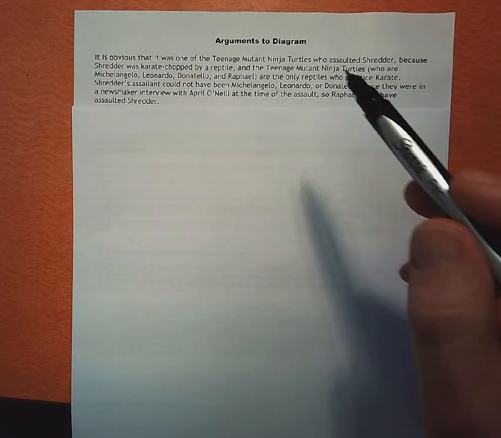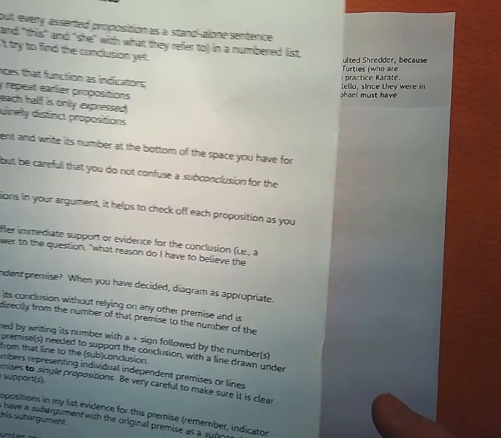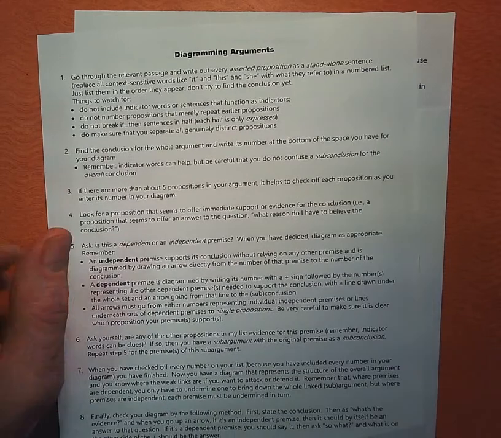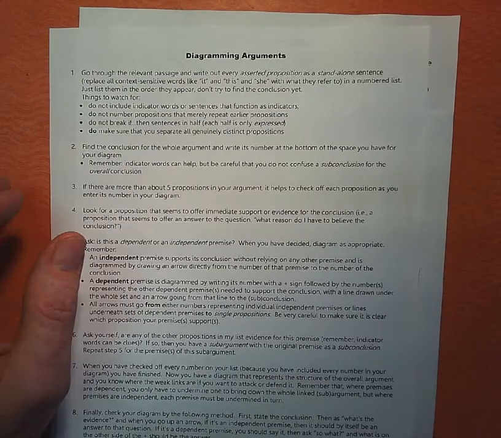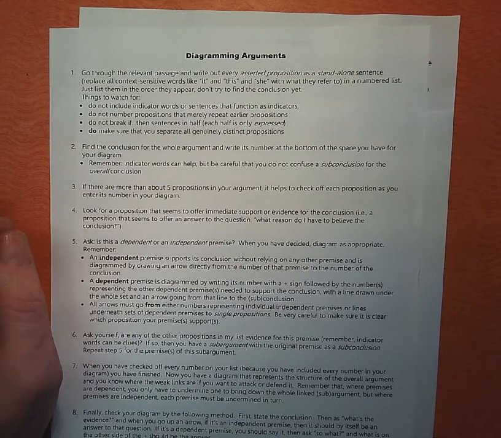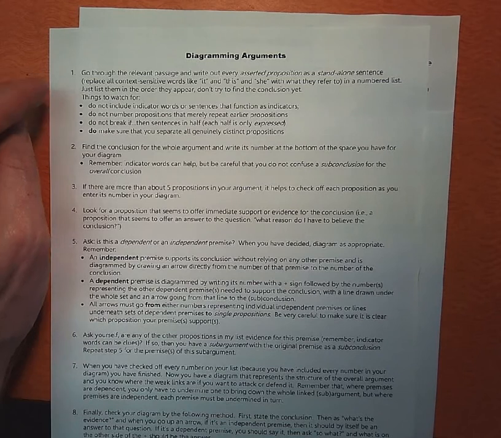Okay, we're going to do an example of diagramming arguments. This is an example that I've used for many years in my class, and it's a little bit dated because it's about the Teenage Mutant Ninja Turtles, but I guess they keep trying to reboot them, so maybe they'll come back again. We're going to refer to this handout on diagramming arguments that is available to you through Blackboard. And we're going to go through the steps in order.